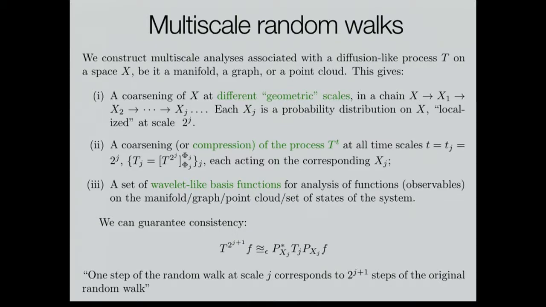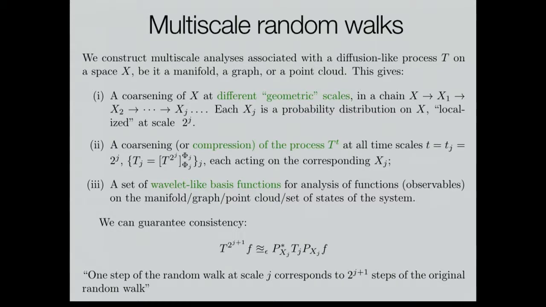Now, compressing a graph might sound like a cool idea, and there are many ways of doing that. The question is, what does it mean to have a consistent or faithful compression of these graphs, so that the graph at scale j is really a compressed representation of the original graph that preserves some kind of information? So the definition that we give for this preservation of information is the following.